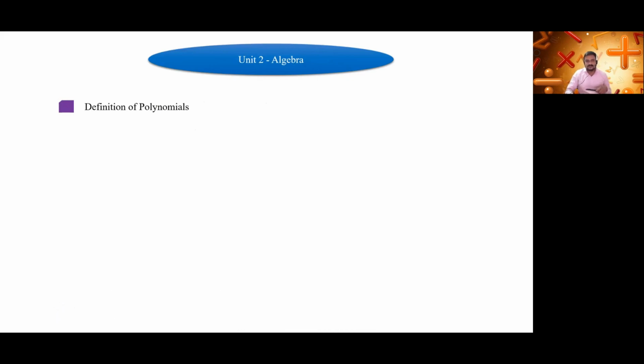So first of all, see the contents that we are going to study in this chapter. First is the definition of polynomials. We'll see what polynomial means. After that, next will be classification of polynomials. We had a general discussion that day also regarding classification. Classification of polynomials is done on the basis of the degree of that polynomial, and depending on the number of terms also.